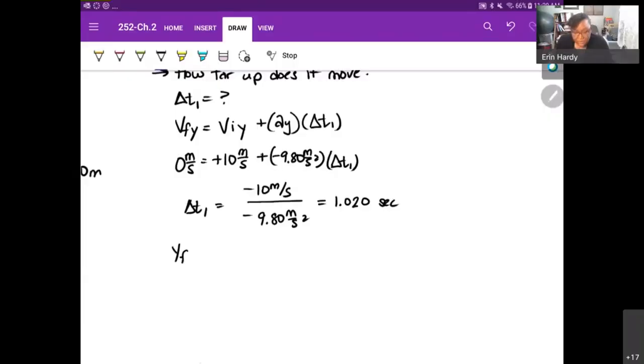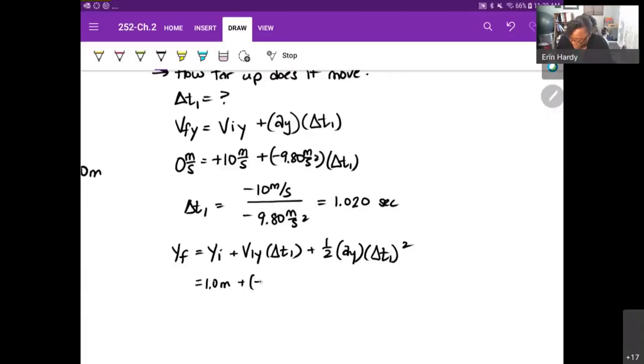So y final, this is the first kinematic equation, but written for the vertical direction. Y final is y initial plus v initial y times delta t1, plus 1/2 ay delta t1 squared. We're still talking just about that upward part of the motion. So I know that y initial is not 0 meters, but 1.0 meter.